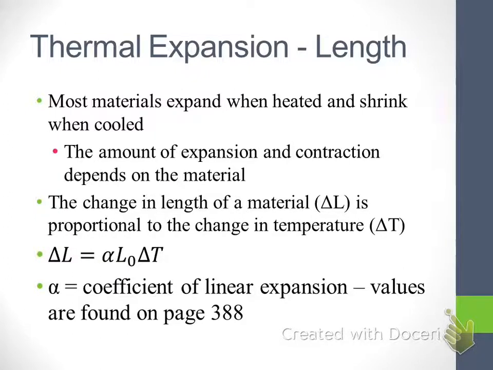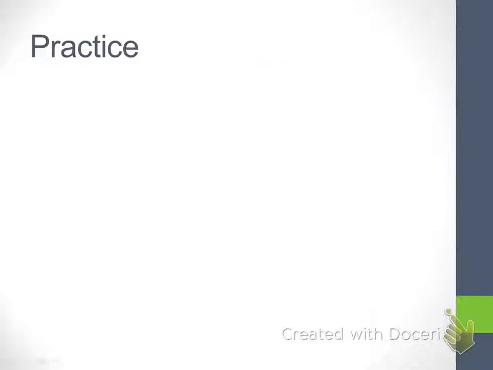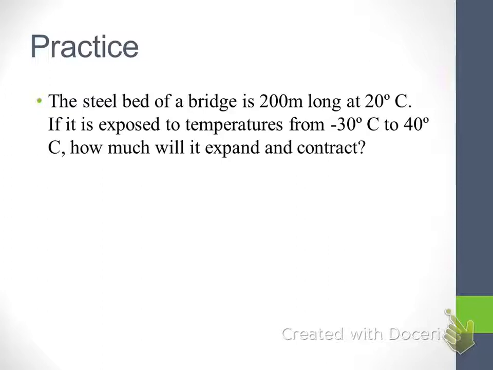Alpha is what we call the coefficient of linear expansion. Those values are on page 388. So why don't you go ahead and look at that table, and we'll talk about those values. So what do we do if you have an alloy? A mixture between those two, you mean?